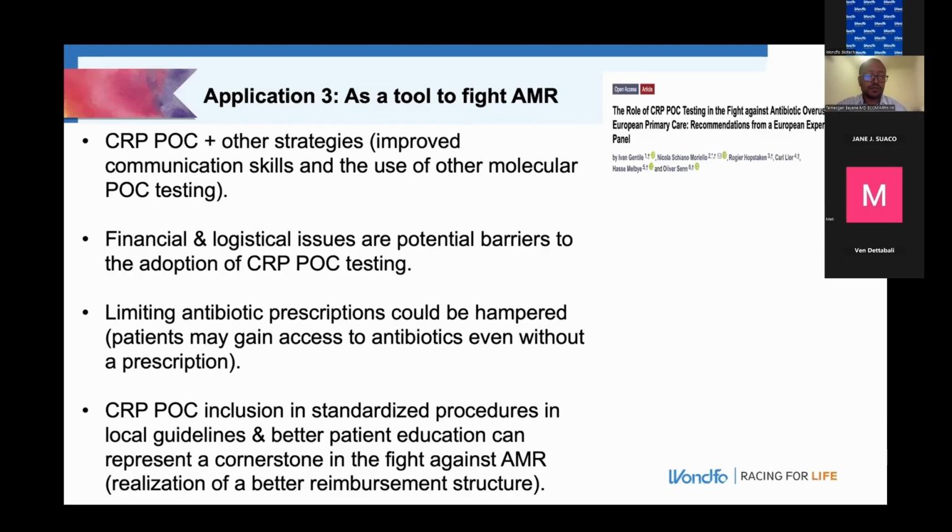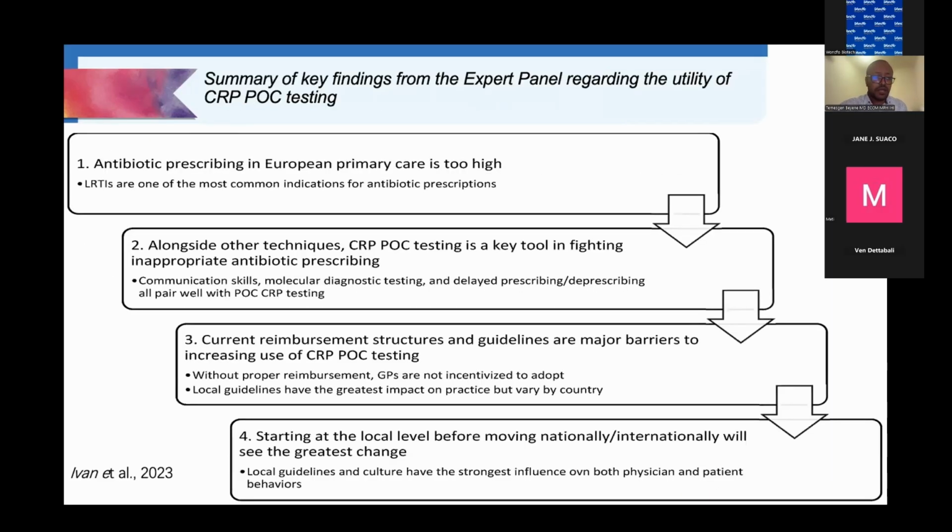So CRP point of care inclusion as a standardized procedure, with effective communication and awareness creation, also incorporating it into the local guidelines, as well as better patient education, can represent an important cornerstone or tool to fight antimicrobial resistance. Their recommendation, at least for the European setting, was just to have a better reimbursement structure so that patients will be aware, the primary care settings will be aware, and overuse of antibiotic prescriptions will be decreased with that. So this was a step-down approach that they brought from their summary.